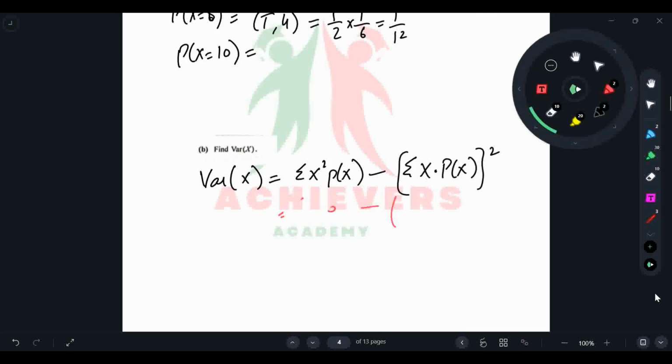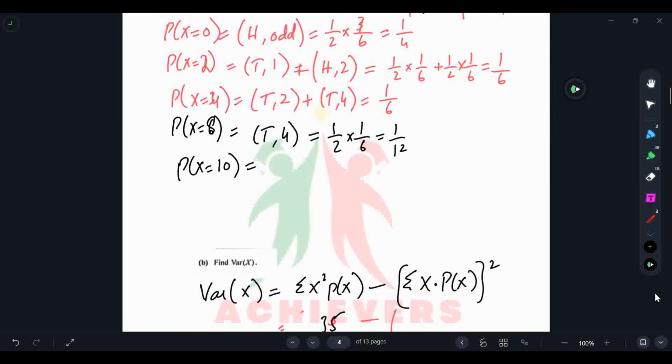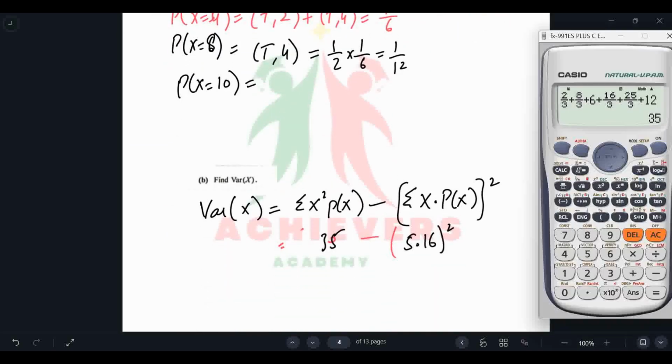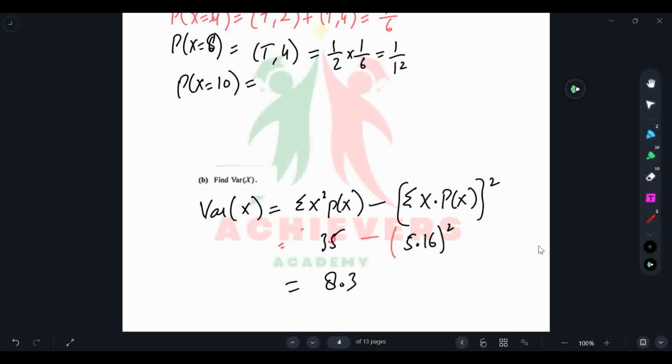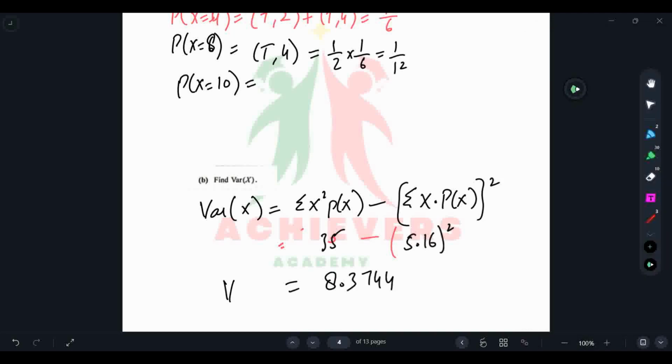So this will be 35 minus x dot probability of x. This will be 5.16 whole square. If we simplify it, 35 minus 5.16 square, so this will be equals to 8.3744. Variance will be equals to this thing.